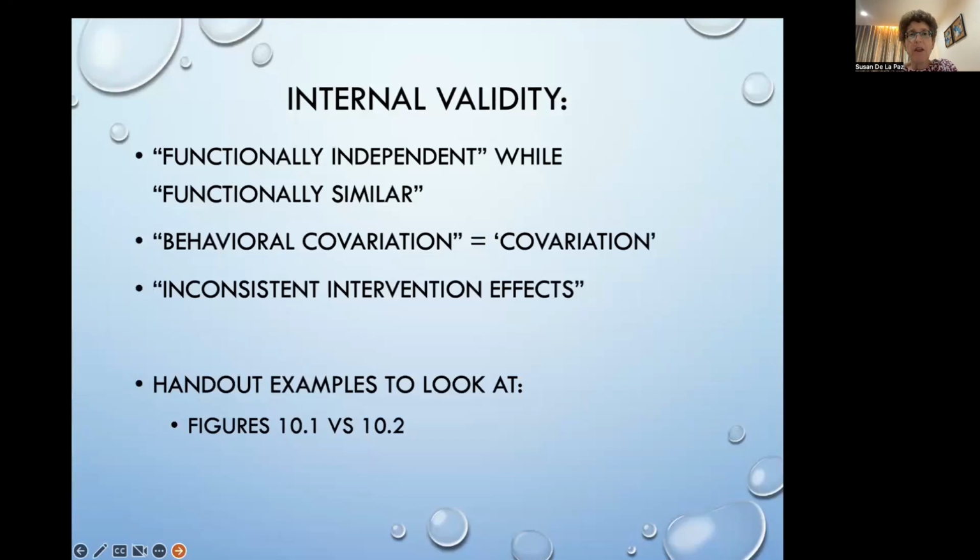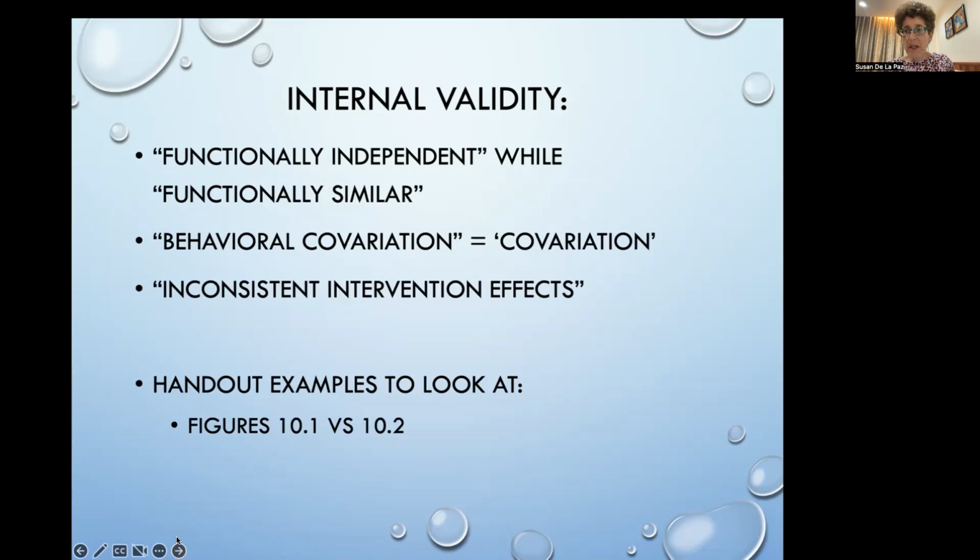Now, the text talks about internal validity, and there's a couple of things you can look at there, as well as in chapter 1. But basically, we're going to just talk about a few things. One is this idea of functionally independent while being functionally similar. So what's that all about? Functionally independent means if you see improvement in one tier, you're not going to see improvement in the next tier until you start the intervention.